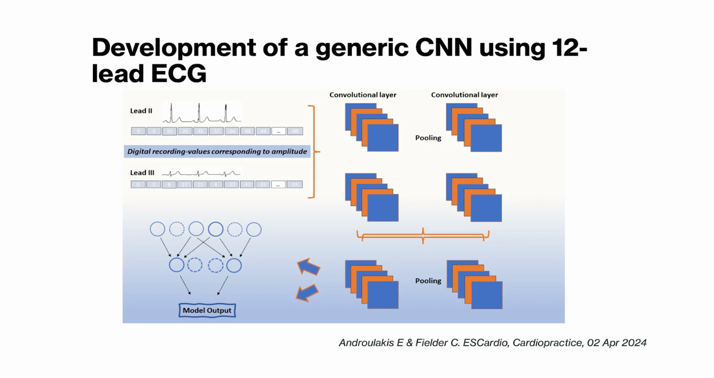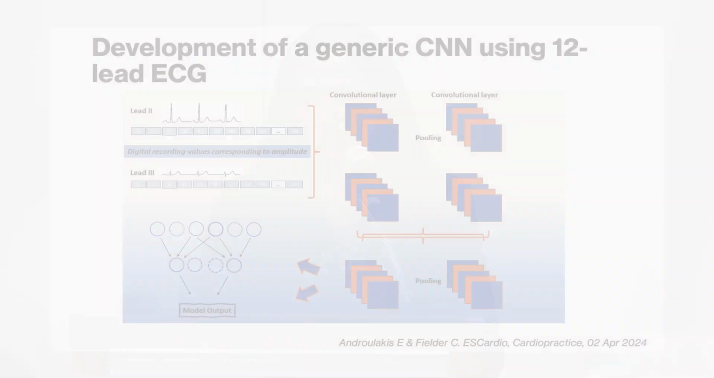How do you develop a generic CNN using a 12-lead ECG? You take a 12-lead ECG, the digital recording in an XML platform. It corresponds to our amplitude, and that's given a signal of 1 or 2. And then you put it into a convolutional layer, and then that feeds upon itself to generate the data that we need and the model output that you define. And based on the pooled data, you can use it to study whatever you want to.